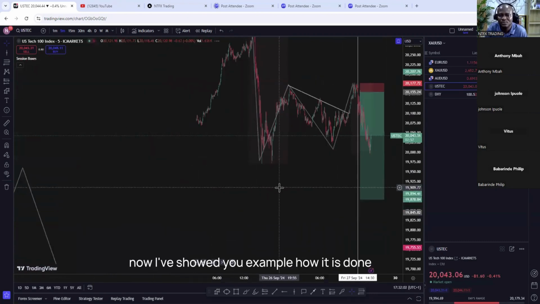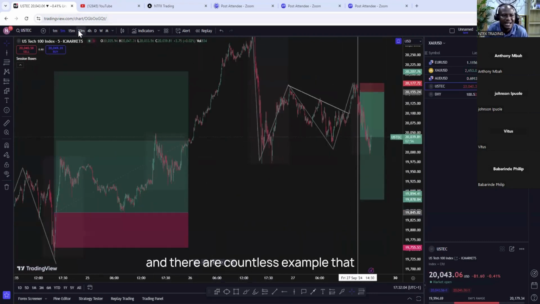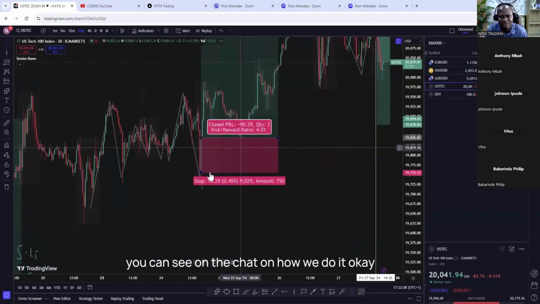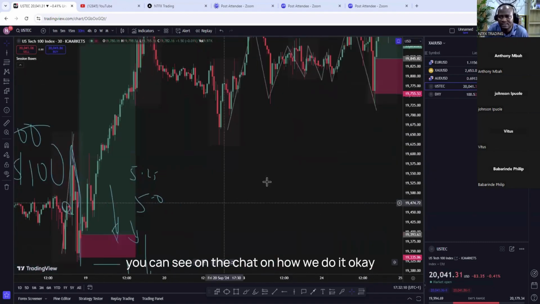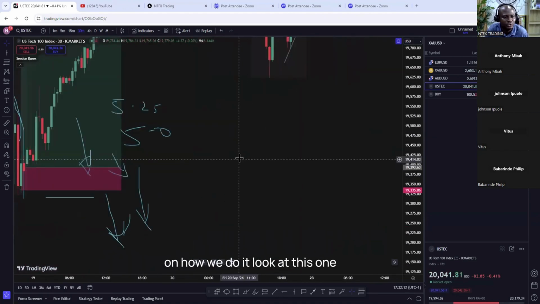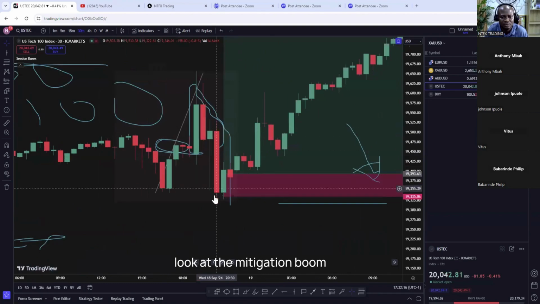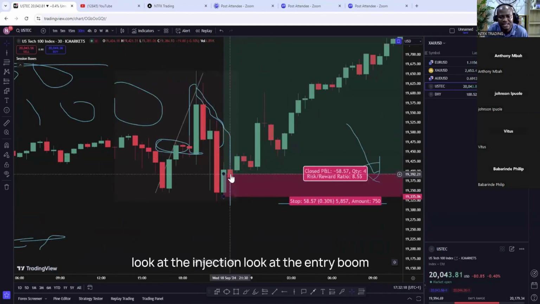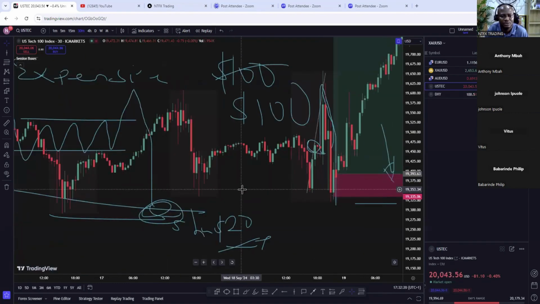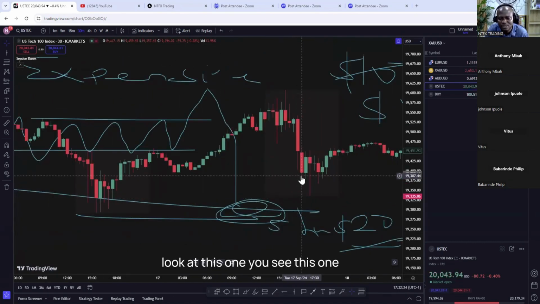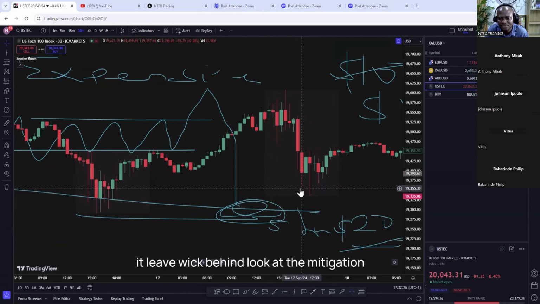I've shown you an example of how it is done, and there are countless examples that you can see on the chart of how we do it. Look at this one. Look at the mitigation, boom. Look at the injection, look at the entry, boom. Look at this one. It left weak behind. Look at the mitigation, it left weak behind.